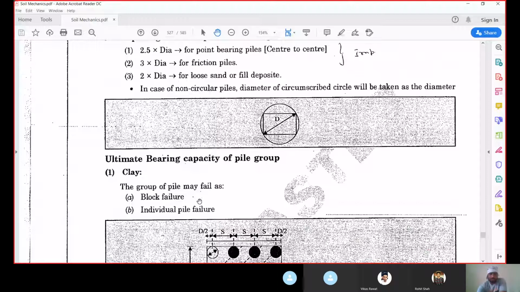In case a group of piles is inserted into clay soil mass, there will basically be block failure or individual pile failure. The block failure will generally occur when the spacing is less than 2 or 3 times the diameter of pile, right? So in that case, you will have your block failure. In case of clays, individual failure generally occurs when spacing is greater than 8 times the diameter.